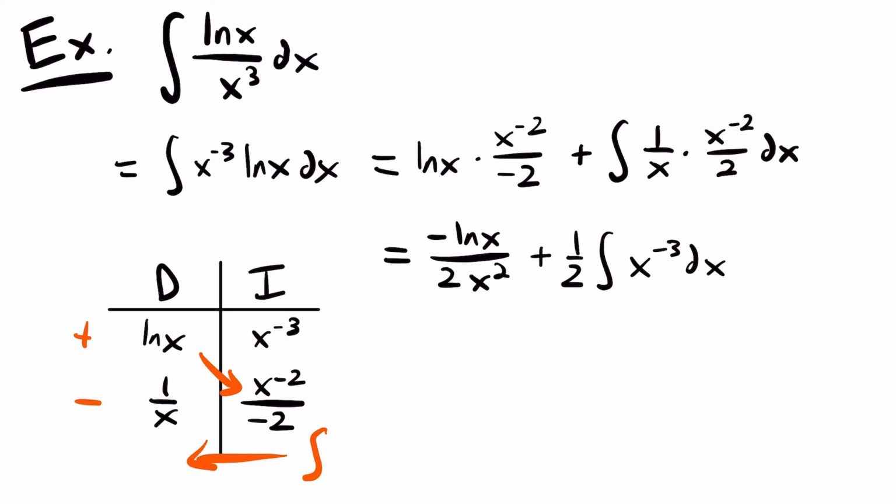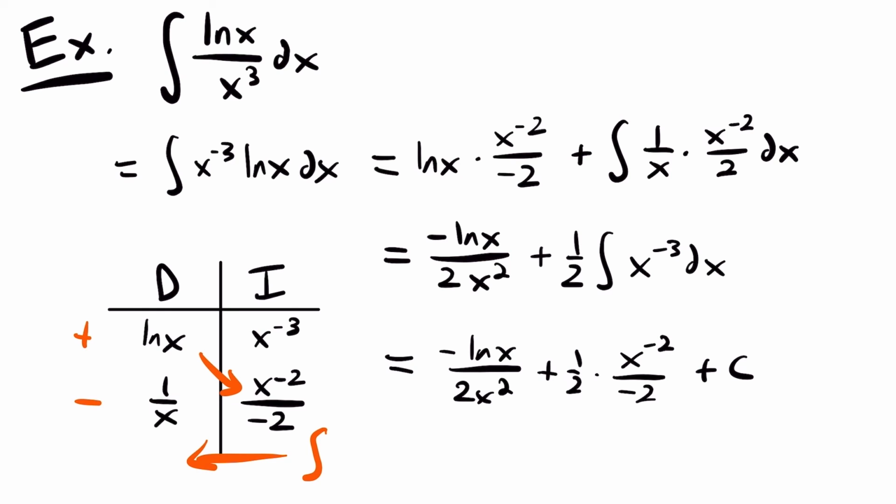And then if we integrate using the power rule of integration by adding 1 to the exponent and then dividing by that new exponent, we will have that this is equal to the negative natural log of x divided by 2x squared plus 1/2 times x to the negative second power divided by negative 2 and then plus c. And then similar to how we rewrote this expression right here to this expression, we can move x to the negative second power to the denominator and move that negative out front. And that will give us our final answer that this is equal to the negative natural log of x divided by 2x squared minus 1 divided by 4 times x squared plus c, right?